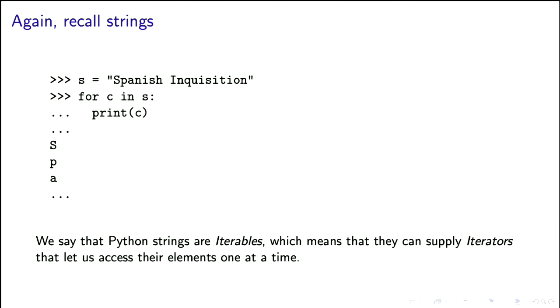Formally speaking, what's going on here? A string is an iterable. What makes something an iterable is that it can supply an iterator. So in the case of the for loop, the interpreter takes the iterable string and says, give me your iterator, which is of type string iterator, and then it uses that iterator to obtain the characters one at a time from the string.